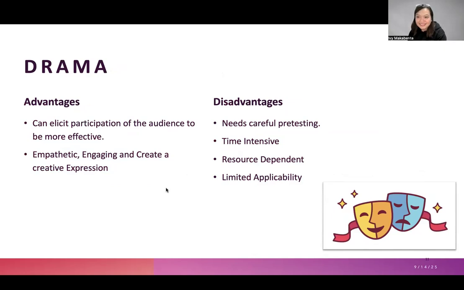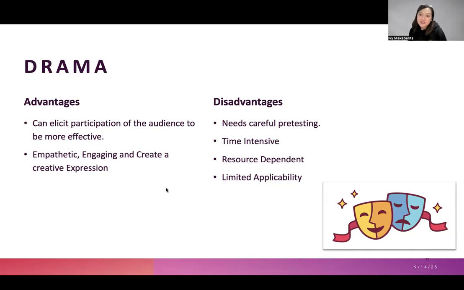Next, we have drama. In development communication, creative and performance based media is very powerful. Drama, for instance, can elicit participation of the audience to be more effective. It is also empathetic, engaging, and allows creative expression. As we all know, drama taps our different senses, so it makes the learning experience more impactful.